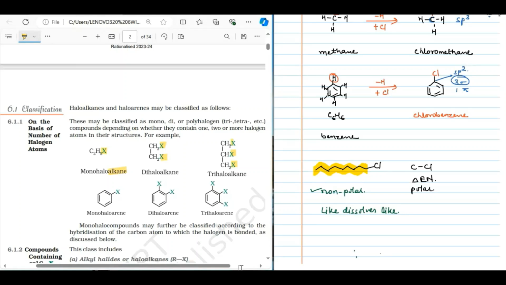Now come to the examples of haloarenes. Here there is one halogen atom bonded to benzene ring. That's why it is classified as monohaloarene. Here there are two halogen atoms bonded to benzene ring. That's why it is dihaloarene. And here, this benzene ring contains three halogen atoms. It is classified as trihaloarene.